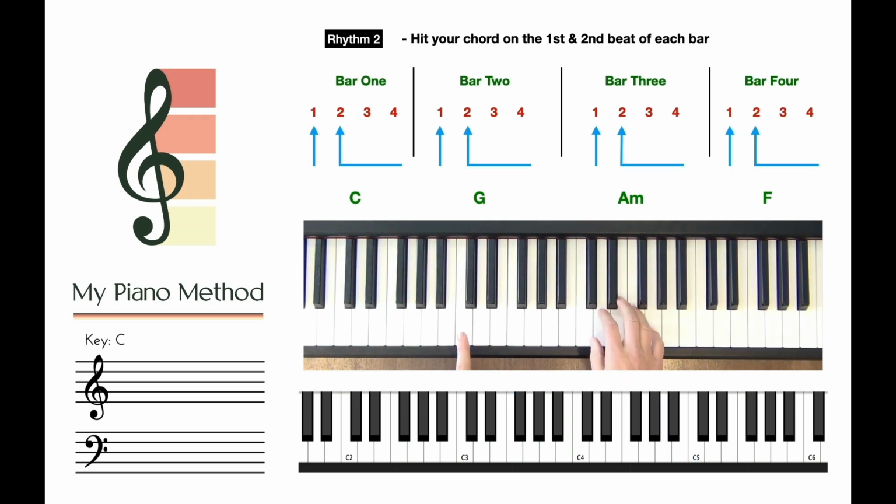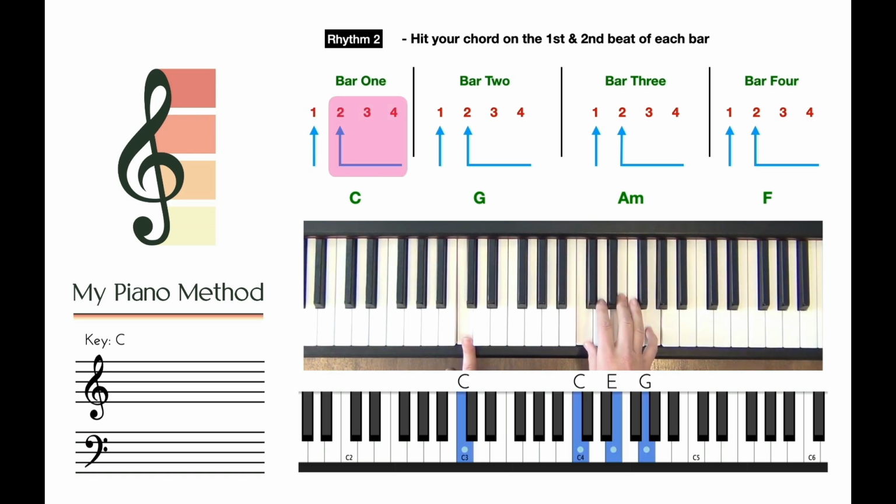So rhythm 2 is very, very similar to rhythm 1. The only difference is instead of hitting the chord on the first and the third beat of the bar, we're going to hit the chord on the first and the second beat of the bar. And we are going to hold down the chord for beat 3 and 4. Okay, so for bar 1, we would hit the C on the 1, we'd hit the C on the 2, and then we hold it for 3 and 4. So it will sound like this.